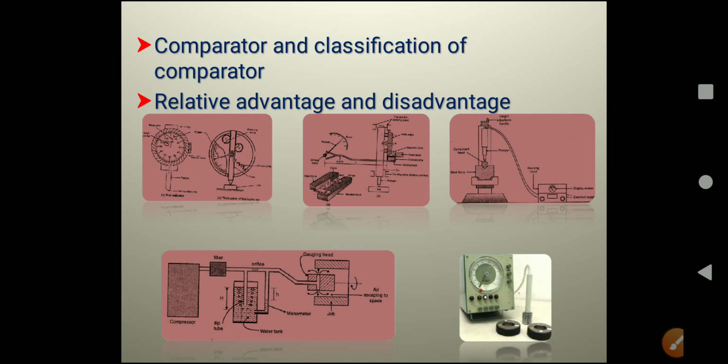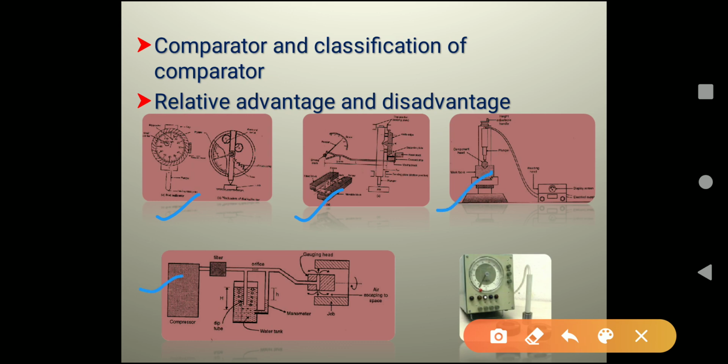There are 4 to 5 types of comparators which are discussed in our syllabus: mechanical comparator, electrical comparator, pneumatic comparator, optical comparator, and combinations of comparators like mechanical-electrical, electronic-optical, pneumatic-electrical, likewise. So what is meant by comparator? What is the definition of comparator? And what kind of questions will be asked in examination?